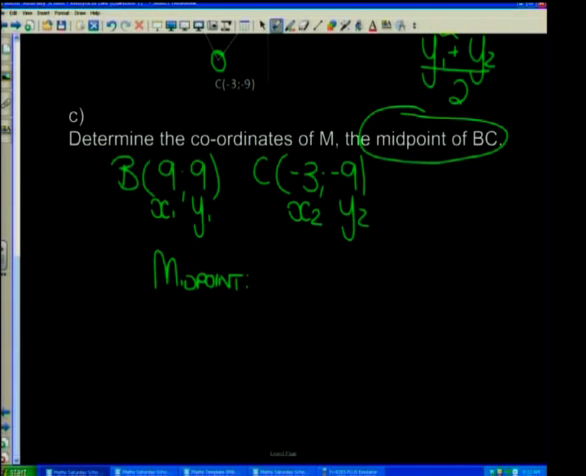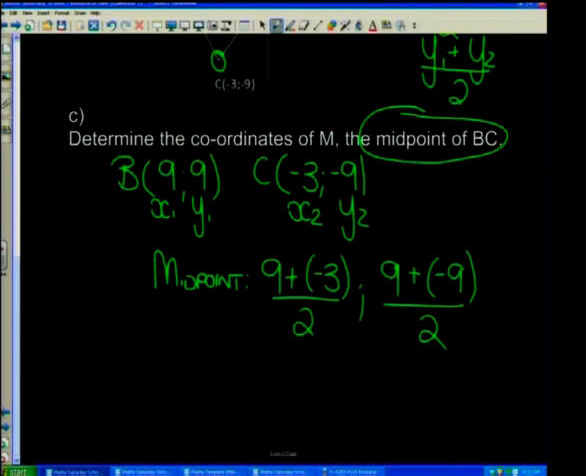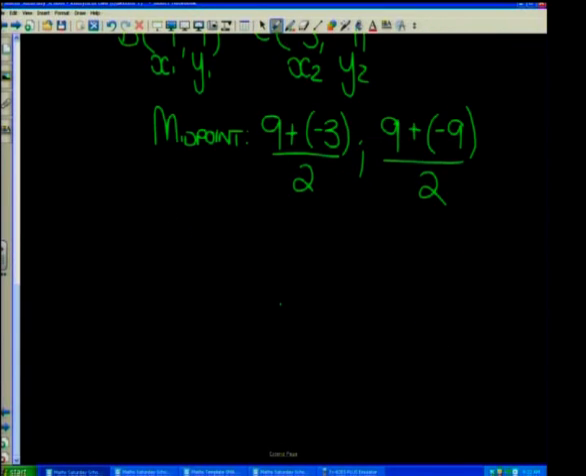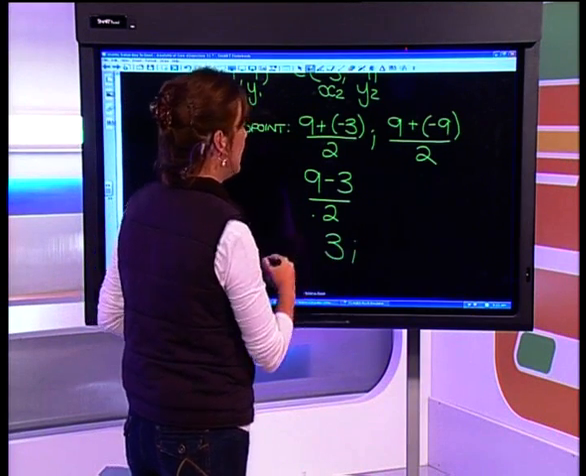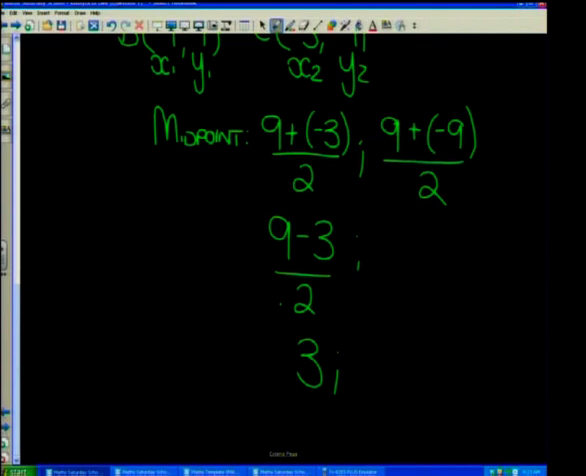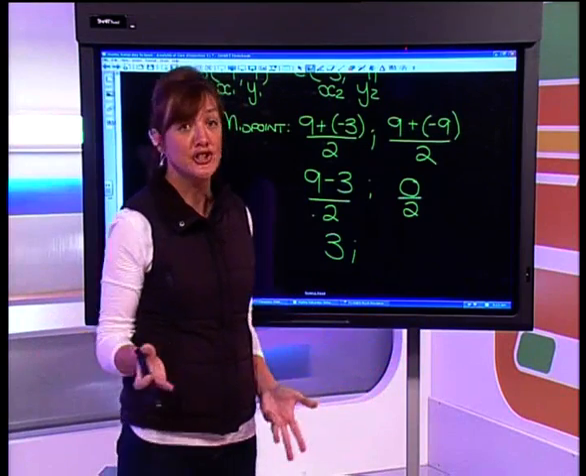Okay, x1, which is 9, plus x2, which is -3, and we are going to divide that by 2, and y1, which is 9, plus y2, which is negative 9, and again we're dividing it by 2. Okay, so let's have a look. We're now going to have 9 minus 3 divided by 2, which is going to be 6 divided by 2, which is going to be 3. And 9 minus 9 is going to end up being 0 divided by 2. And anything where there's nothing divided by 2 is still going to be nothing.